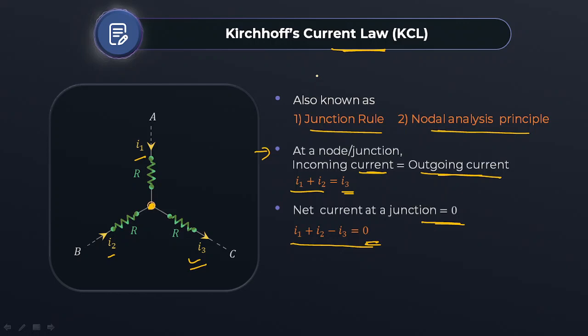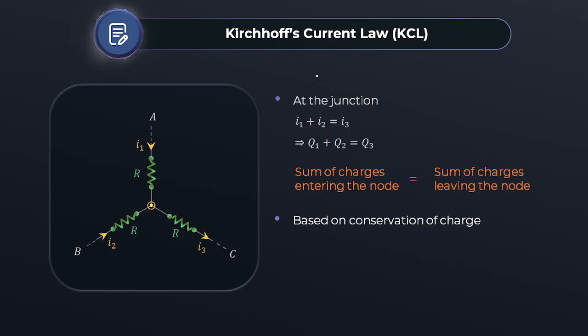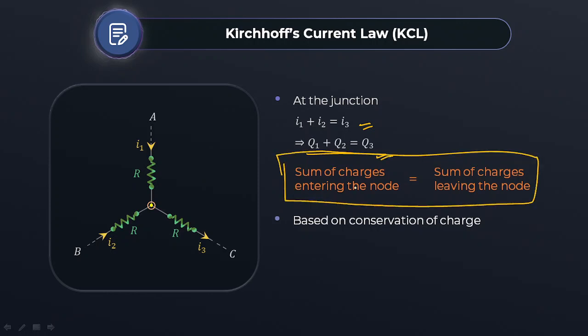Okay, simple. So at the junction, we can say that I1 plus I2 equals I3, or the charge Q1 plus Q2, that is the charge coming per second towards the junction, equals Q3. So the sum of the charge entering the node will be equal to the sum of the charge leaving the node, right? So can I say that Kirchhoff's first law is based on the conservation of charge? Yes or no? Very simple.